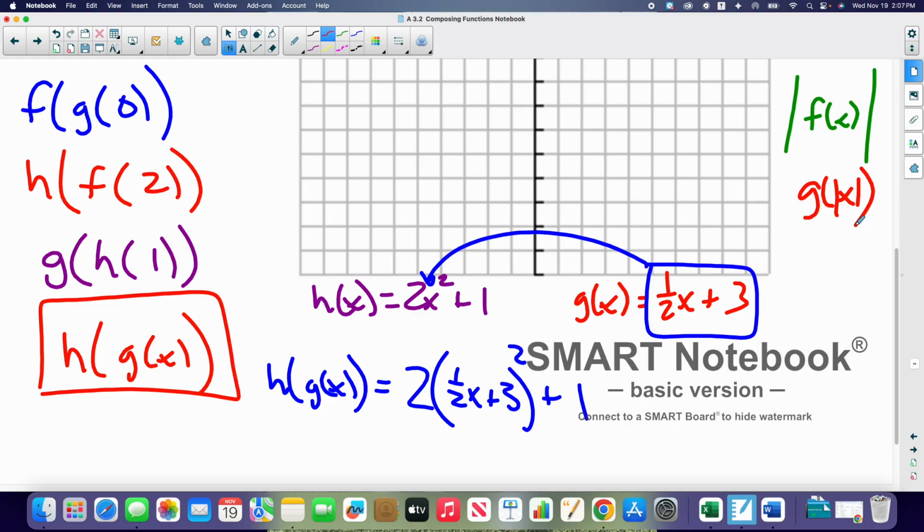This is f of x. So do your absolute value of that graph. Okay.